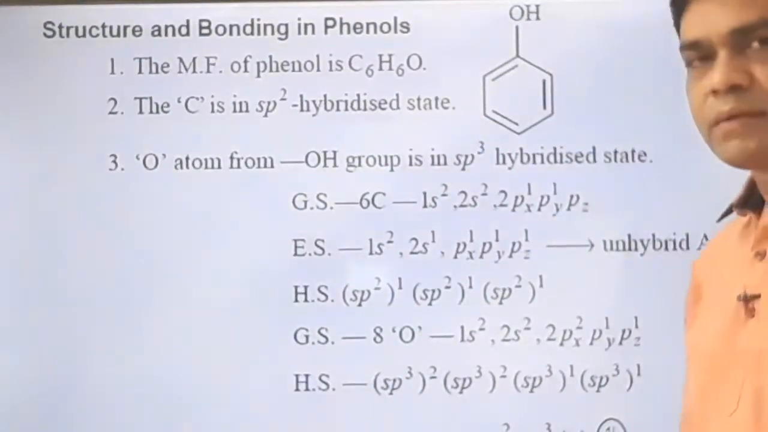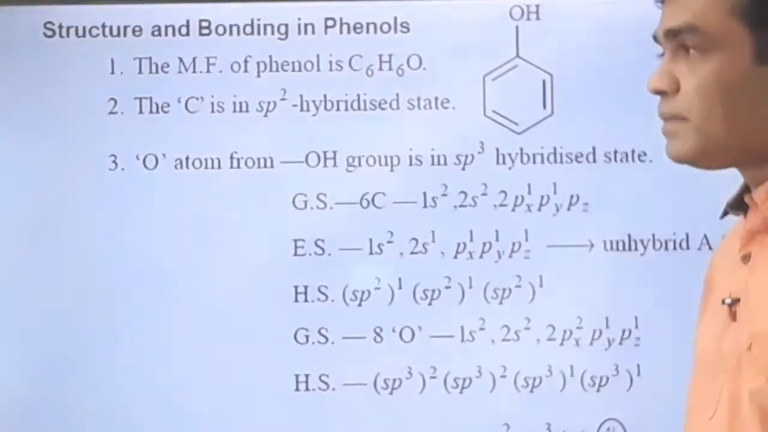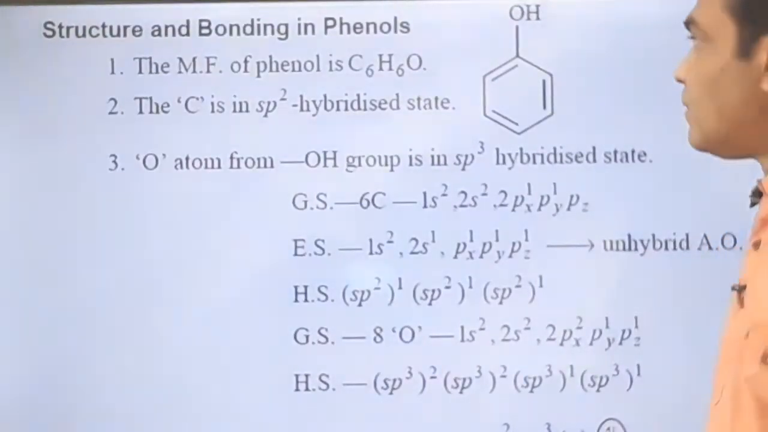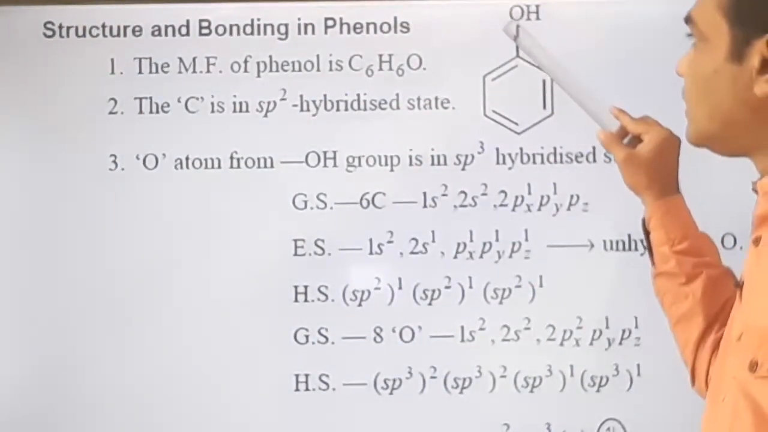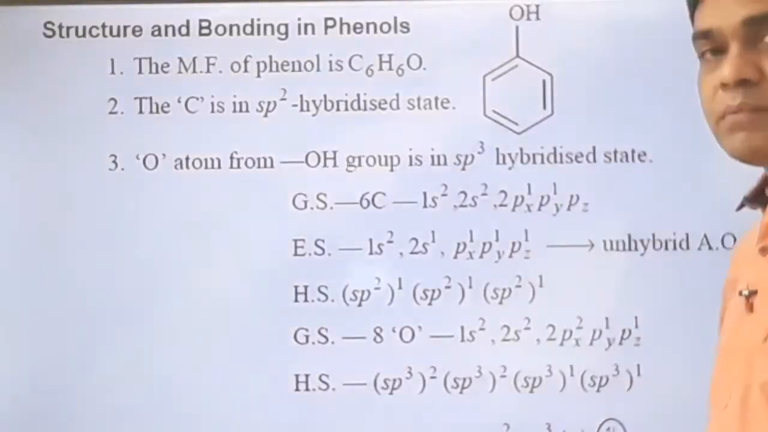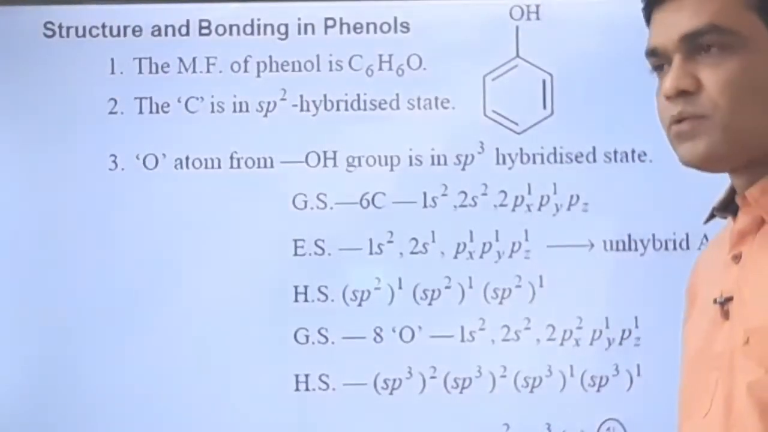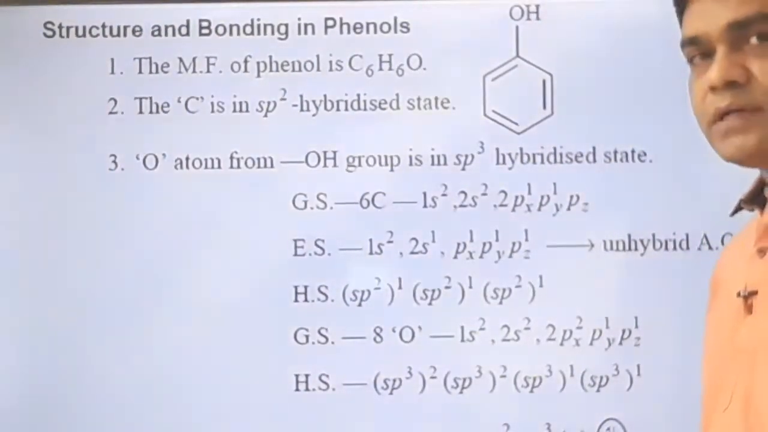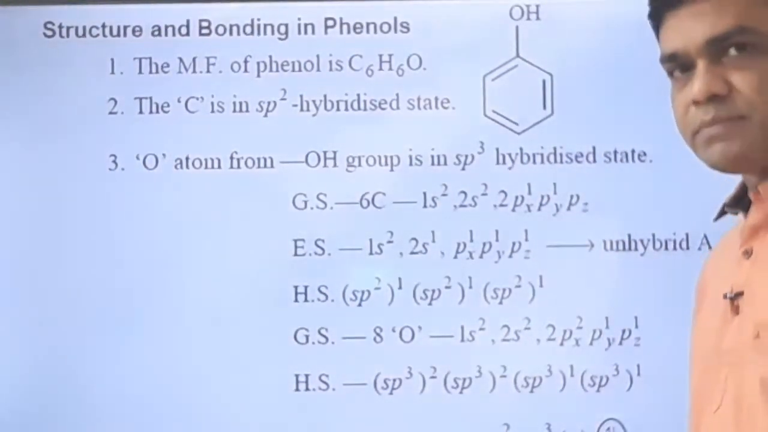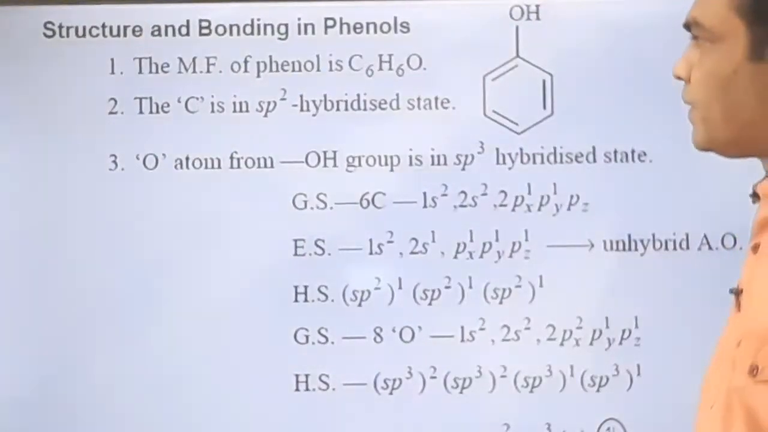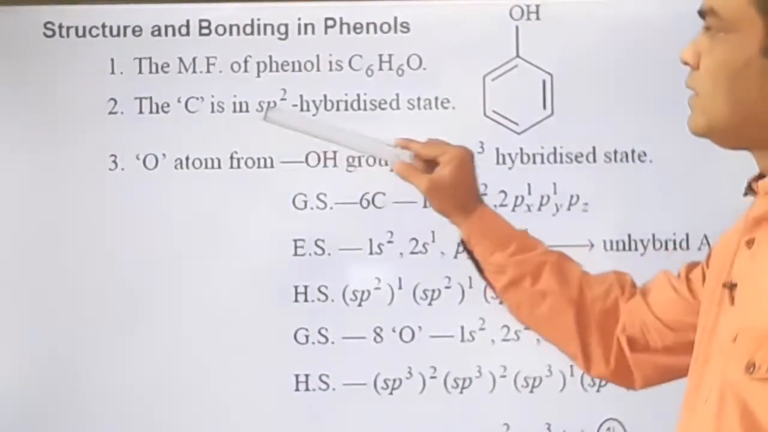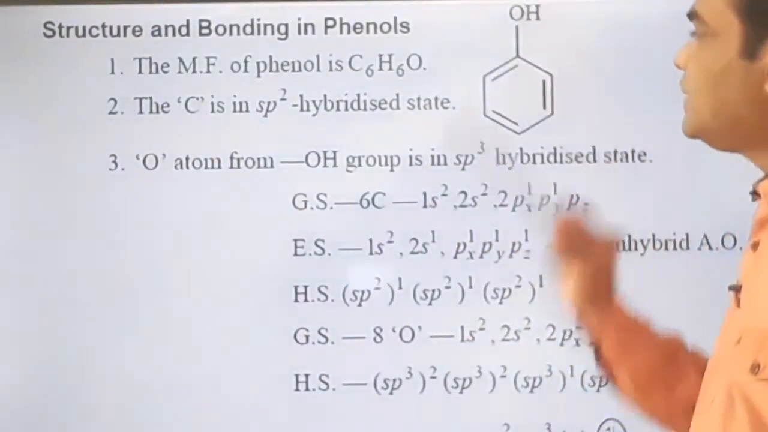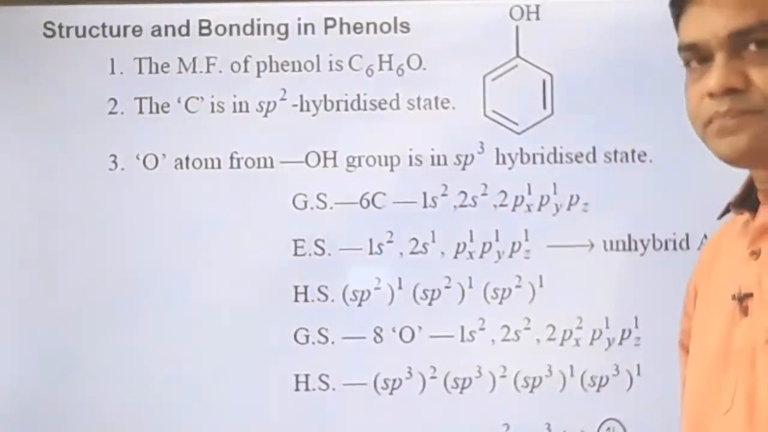Just for the purpose of determining the hybridization state, I am giving you this hint. Oxygen is attached by 2 sigma bonds and 2 lone pairs are there. So 2 plus 2, 4. That's why sp3 hybridized. If 3 sigma bonds, sp2 hybridized. If 2 sigma bonds, sp hybridized, like that. So all the carbons are sp2 hybridized, and the oxygen atom is sp3 hybridized.